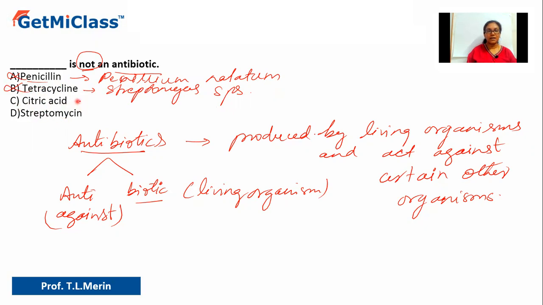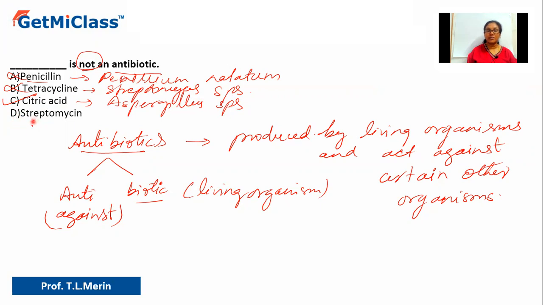Option C is citric acid. So it is an acid. It is produced by Aspergillus species, mainly Aspergillus species. At industrial level, they have been used. So it is not an antibiotic. It is an acid. Hence, this should be our right answer because we are looking for the one which is not an antibiotic. So option D says streptomycin.